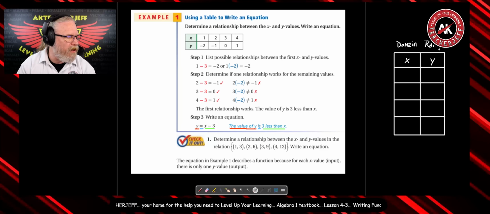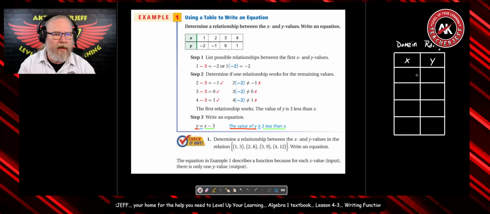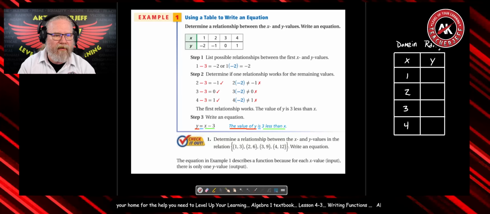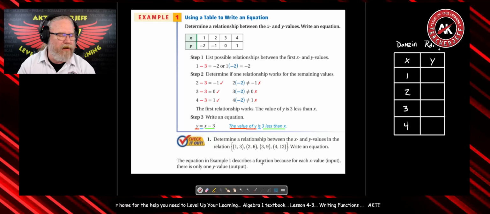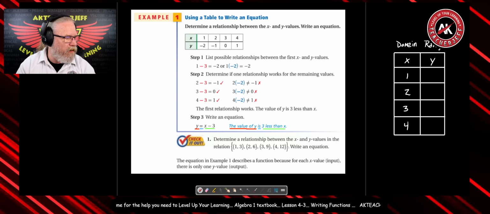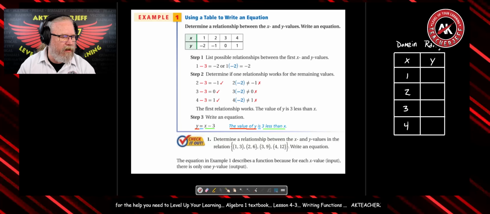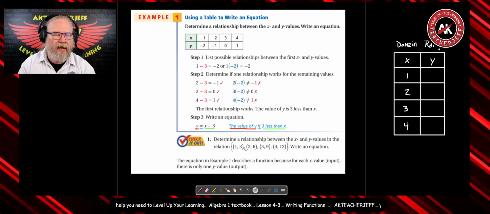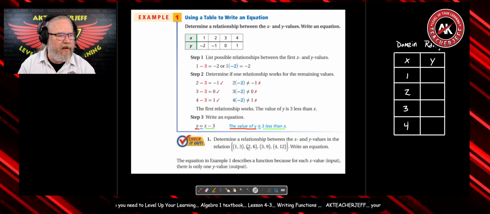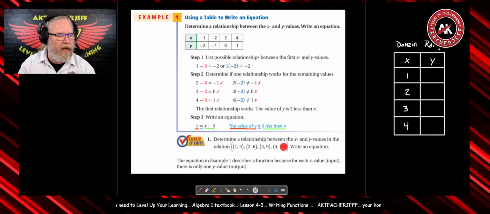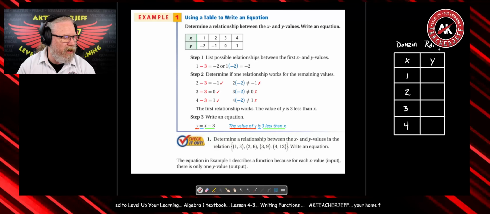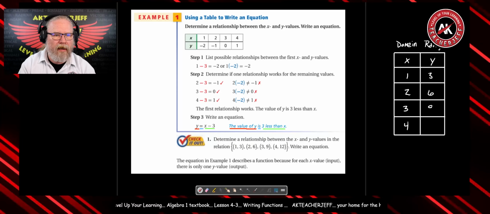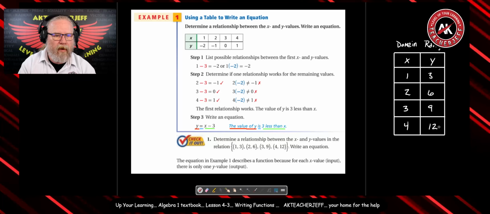So let's go ahead and put those in our table over here that I have on the right. We'll do 1, 2, 3, and 4 for all of our x values. And then we know that the y values come second, right? Order matters in ordered pairs, so it is the y values that come second. So our matching y values are 3, 6, 9, and 12. So we'll go ahead and fill those in. 3, 6, 9, and 12.